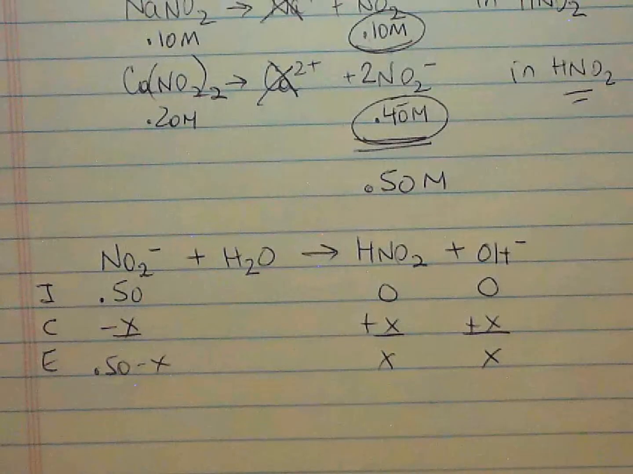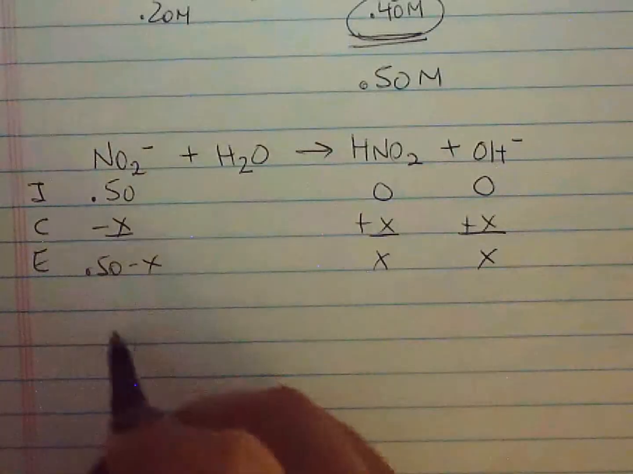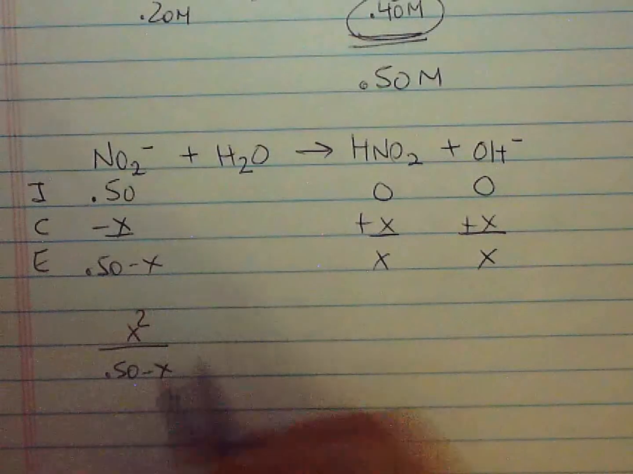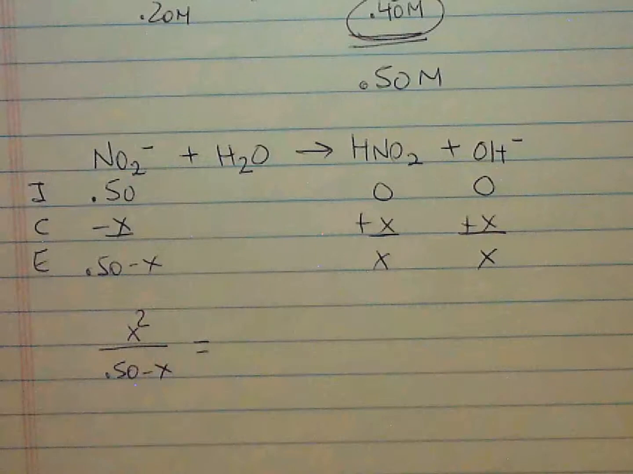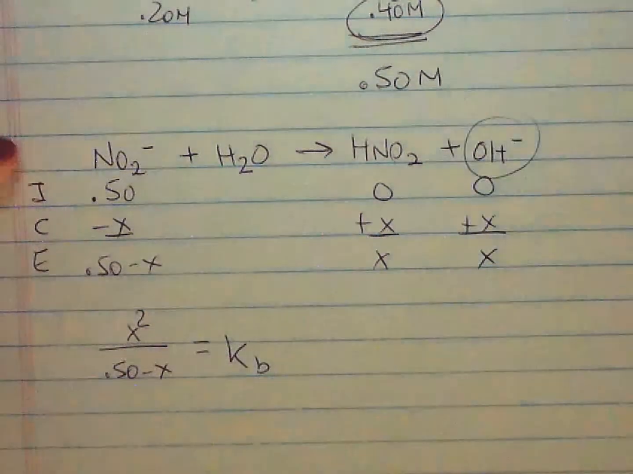All right. If I were to write a mass action expression for this reaction, right, in order to solve for X, what would that expression be? X squared over 0.50 minus X. What do I set that equal to? Do I set that equal to a Ka value or a Kb value? Kb. Why Kb? Because I'm making hydroxide.